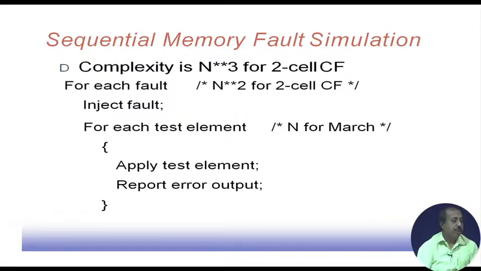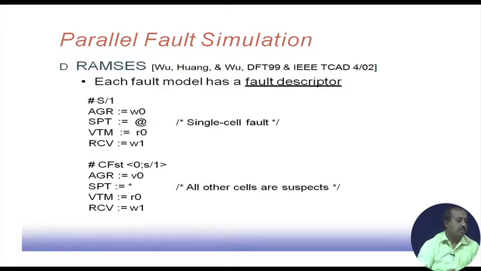So, if we are doing a sequential memory fault simulation, we do not get the correct answer in the sense that the amount of time needed to do the simulation is something we may not be able to afford. So, what is done is the parallel fault simulation. This is one technique, Ramseys, that was reported in 2002, where each fault model has a fault descriptor.